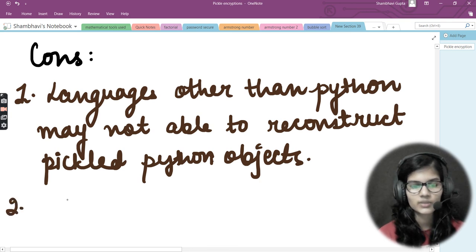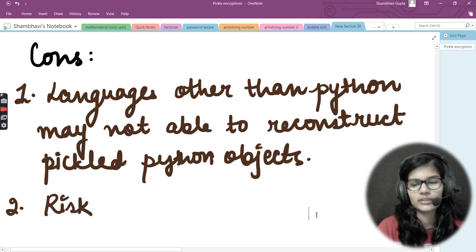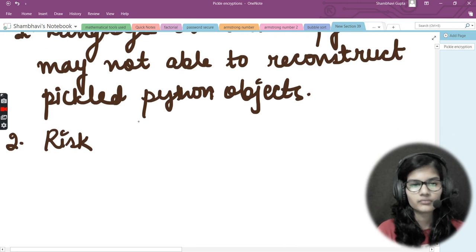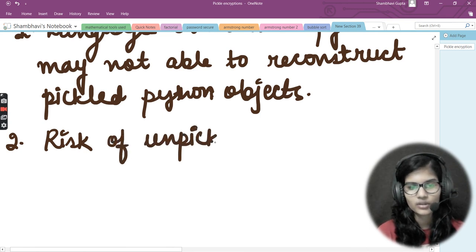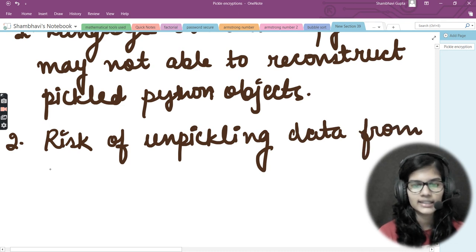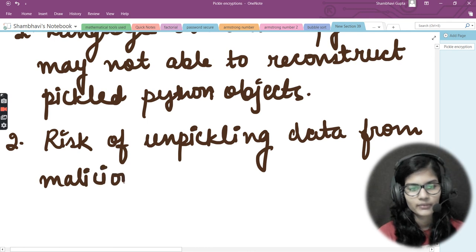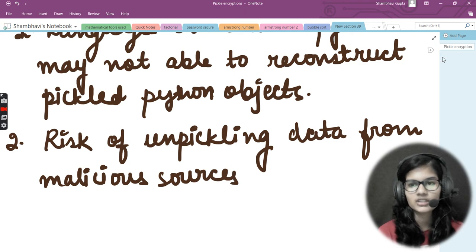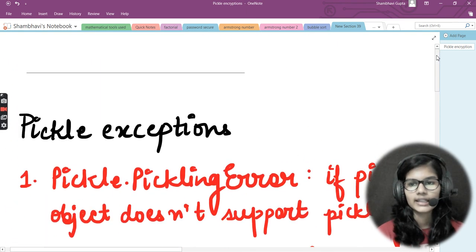Now, the second disadvantage which we have is the risk of unpickling data from malicious sources. So malicious sources, right? These are the two disadvantages which we have in pickling.